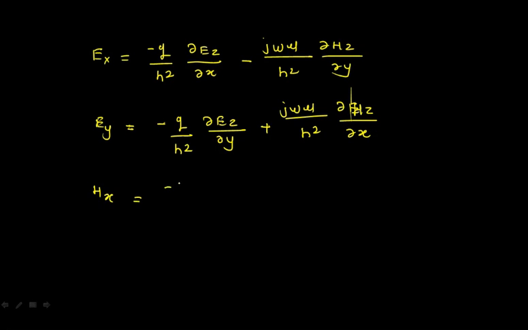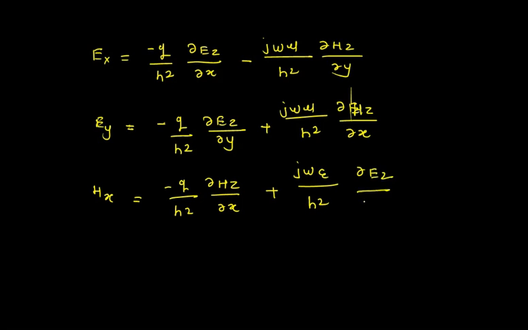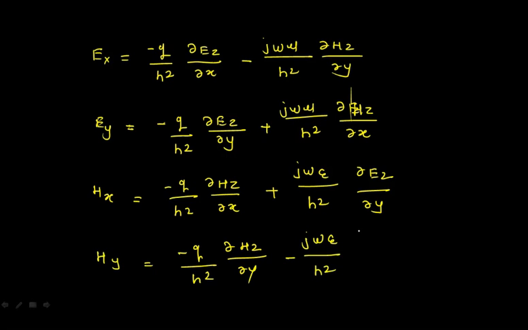The hx component is minus gamma by h square, the only difference from the earlier equation being d of hz divided by dx, and the sign will be different. So for hx you will write plus j omega epsilon by h square d of ez divided by dy. Okay, next will be hy: minus gamma by h square d of hz dy. The sign will be changed, j omega epsilon by h square d of ez by dx.